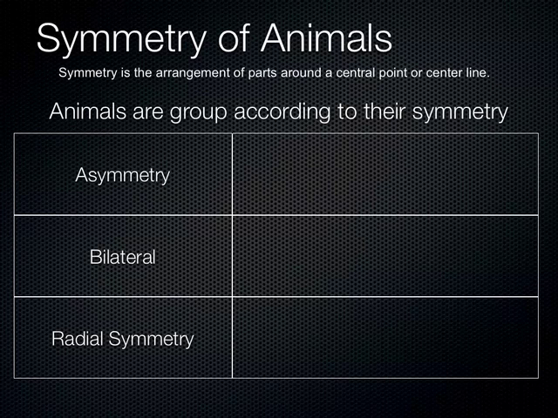Now, what does asymmetry mean? Something is asymmetrical. It's not symmetrical. Right. The prefix a can make something into like not. There's no symmetry. There's no pattern to its shape. Just sort of a random pattern.